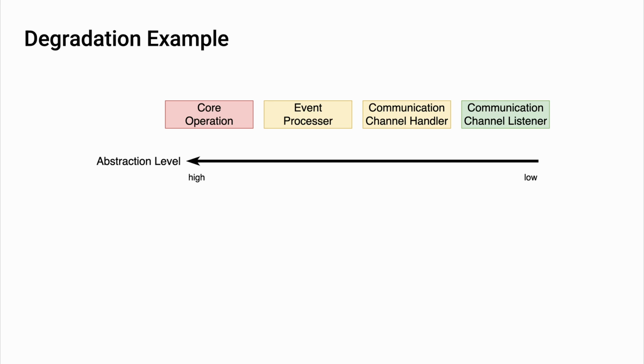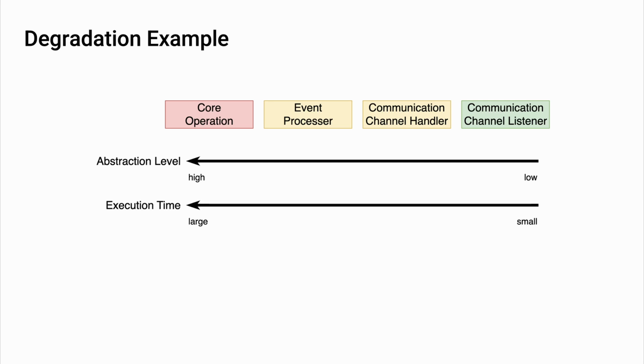Similarly, when we think about this from the standpoint of execution, at the communications listener, execution time is very rapid. You're dealing with a small amount of data. By the time you get to the core operation, the execution time is very large because we're dealing with an abstract operation that we're attempting to engage in.